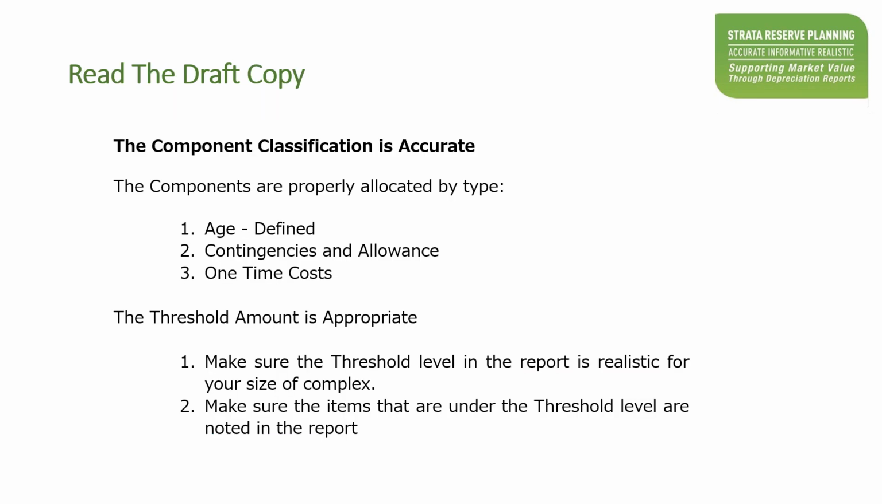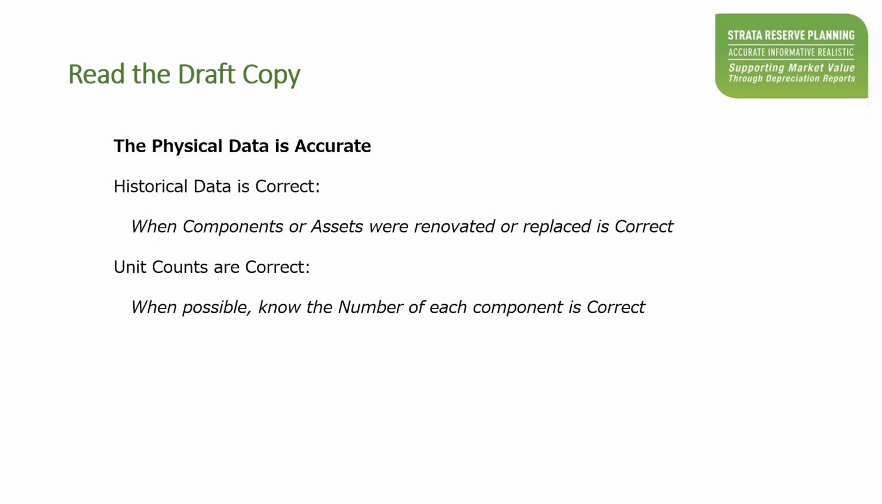So the component classification needs to be accurate. That means that they're allocated by type, and that is the age defined, their contingencies or allowances, or their one-time costs. The threshold amount should be appropriate, and it should be realistic for your size of complex. Anything that's under the threshold level should be noted in the report in case it changes in a later report, just to know that they're there.